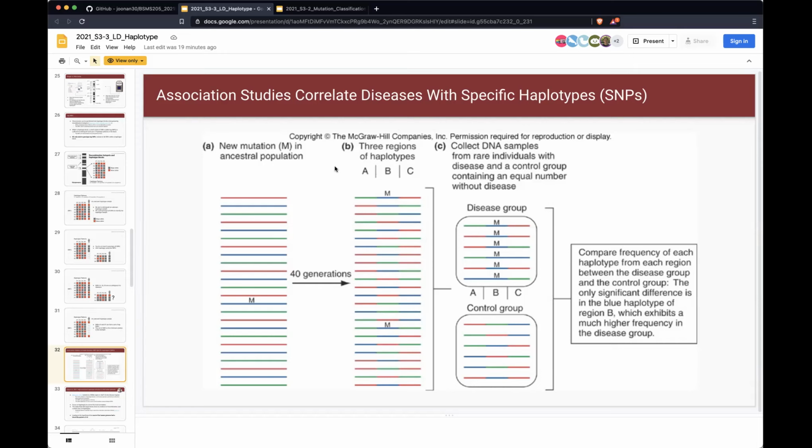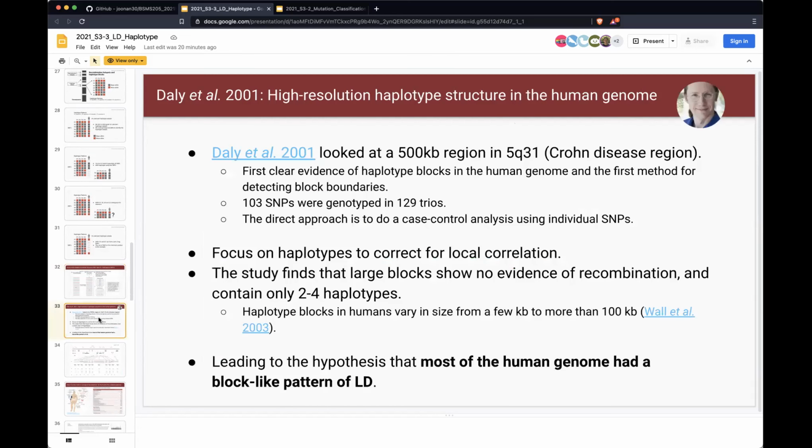Also, this figure recapitulates well how mutations occur in the ancestral generation, and how a mutation is segregated to the next generation from a coalescent perspective. So if you understand this plot well, I think you will be okay with any concept in this session. Okay, so one of the earliest haplotype studies was done by Mark Daly in 2001.